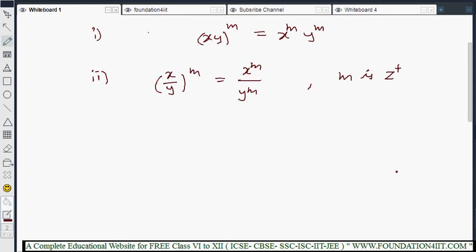Okay, let us take an example using these two properties. Example: 6x whole square. The bracket is there, that means for 6 you apply power 2, and for x also you apply power 2. So 6 square is 36, and that is x square. So the multiplication symbol you need not keep always in this algebra topic.